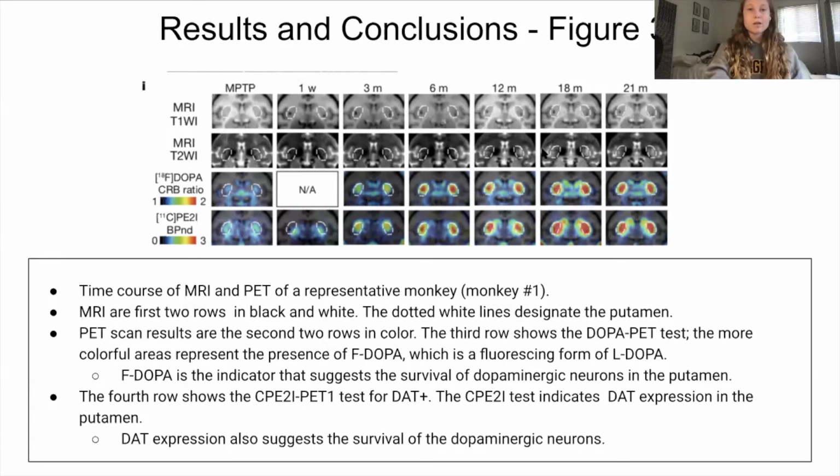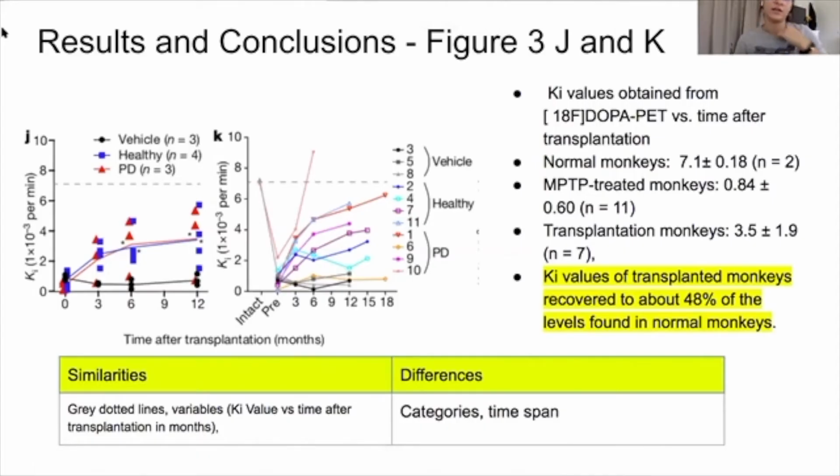Okay, so I'm Miranda, and I had the results and conclusions of figure 3J and K. As you can tell, J and K are both graphs whose variables are the Ki values of the monkeys versus the time after transplantation. They're two line graphs, but they also have a little bit more information on them. Basically, they calculated these Ki values through the DOPA-PET test.